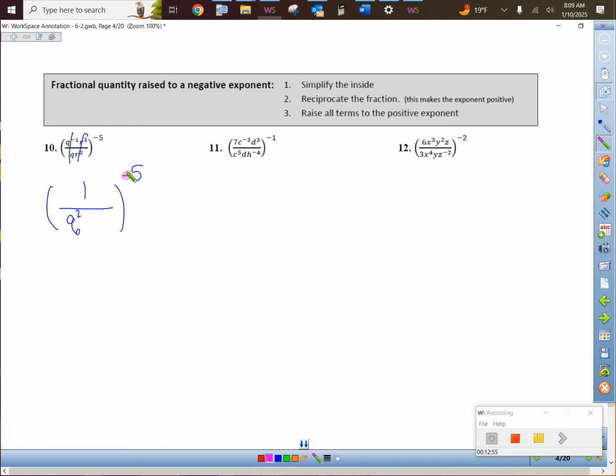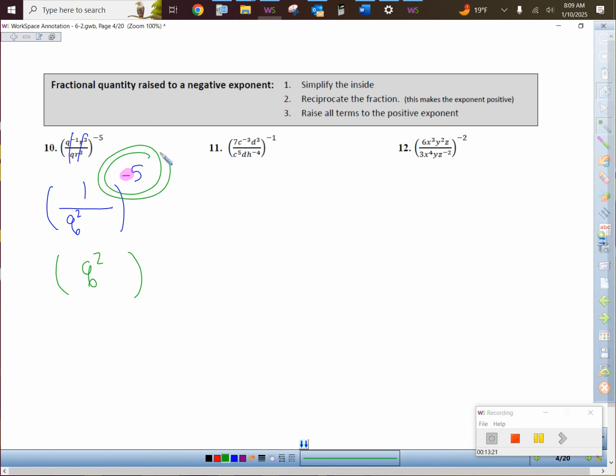Step 2 is to use that. The negative exponent reciprocates the base, right? So we've got that fraction all cleaned up on the inside. Now I need to reciprocate it, a.k.a. flip it over. What is the reciprocal of 1 over q squared? Q squared over 1, a.k.a. just q squared. You see how I flipped it over? And what does this become? It ain't -5 anymore. It is +5.